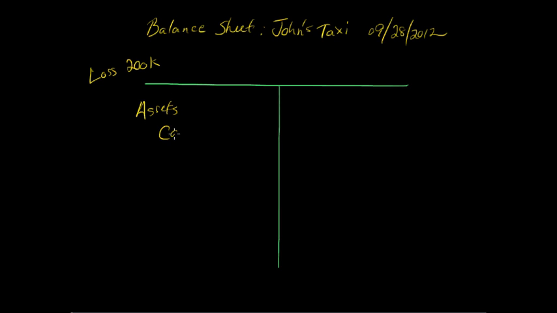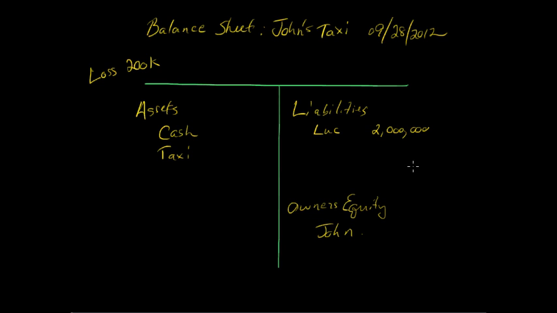And so over here we have our assets. And we have cash, and we have the taxi. Over here we have our liabilities, and we have the note to Uncle Luke, and we have our owner's equity, and we have John. And so I went ahead and filled in up here for Uncle Luke that note of 2 million and the equity down here, John's equity.